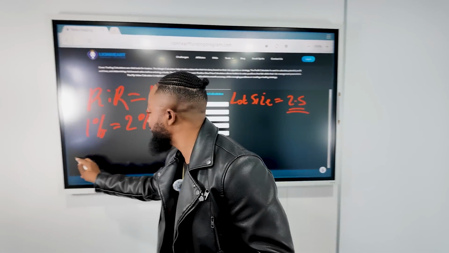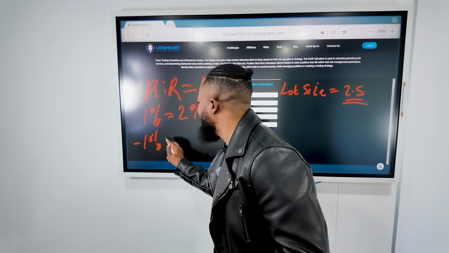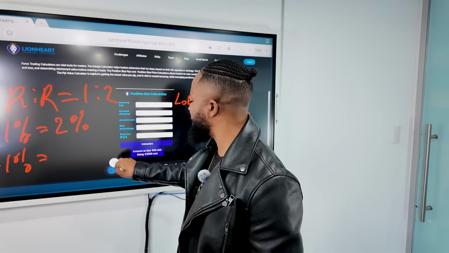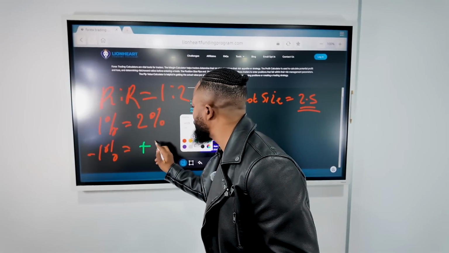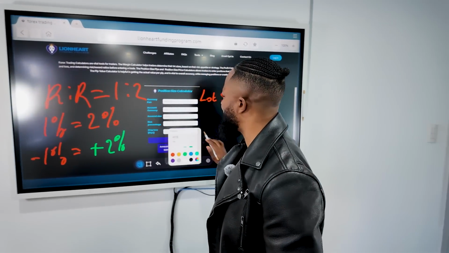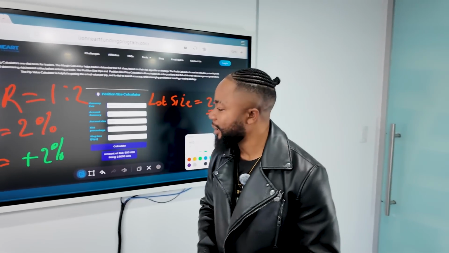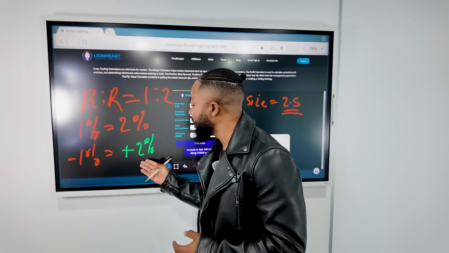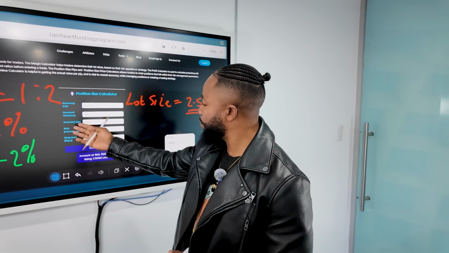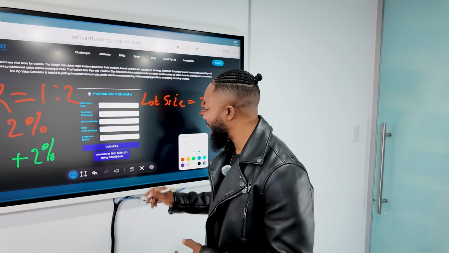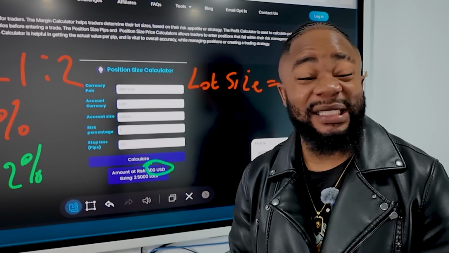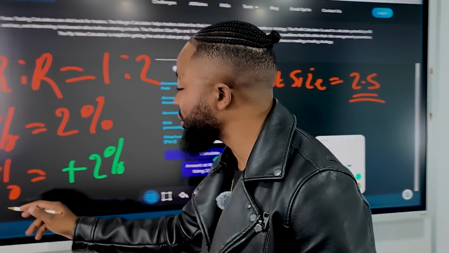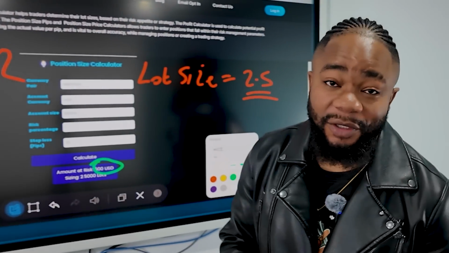Meaning if you lose this trade, you lose minus 1%. And if you win that trade, let's change our color, you have plus 2%. Can you see that? If you lose the trade, you lose minus 1%, and if you win the trade, you have plus 2%. Plus 2% of $50,000 will be 2 times this, so you'll be making $1,000. So if the trade goes your way, you make $1,000, and if the trade doesn't go your way, you lose $500.